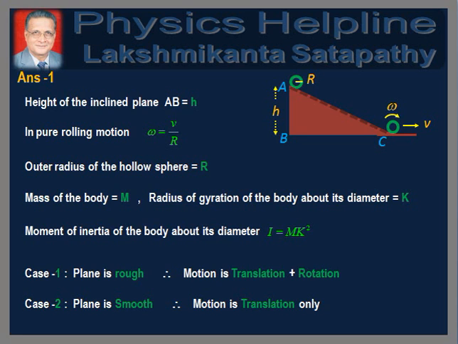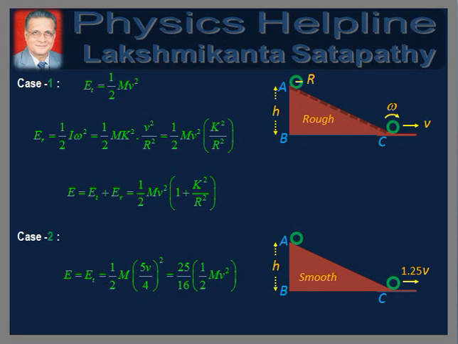We will use the kinetic energies of translation and rotation and total kinetic energy to evaluate k. In the first case, the inclined plane is rough. Therefore, the motion is both translation and rotation. In the second case, the inclined plane is smooth, therefore motion is only translation, since rotation is not possible without friction. Now let us calculate the kinetic energies in the two cases.